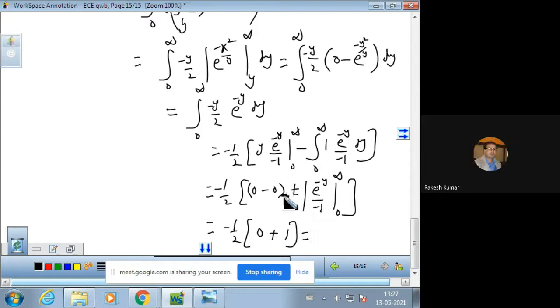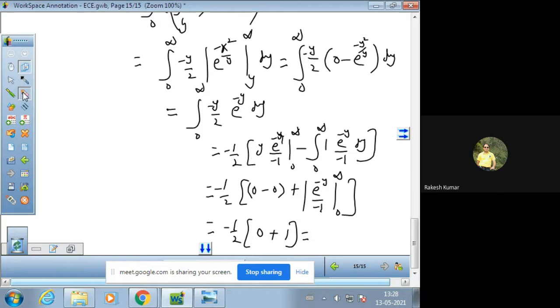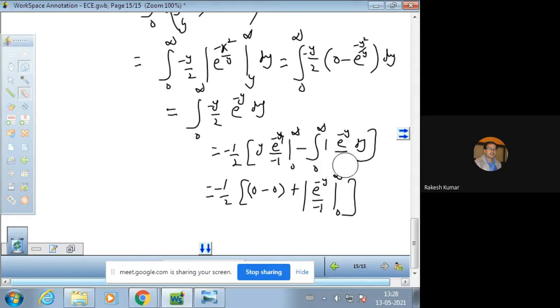I think there is a game of sign. Let us check again. This is minus minus plus, and this is a minus. Yes, there should be plus. Okay. There should be a positive sign. You see, this is minus and minus plus 1, and this is there. This is integration by parts.